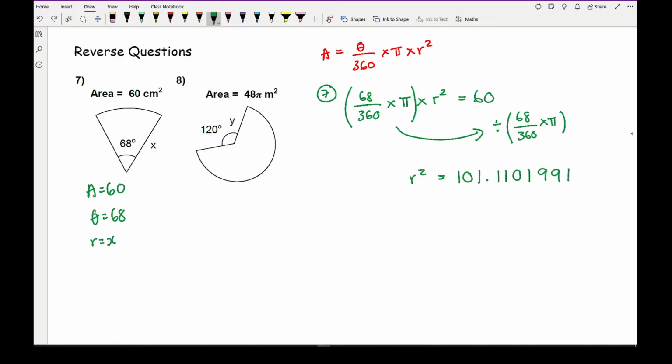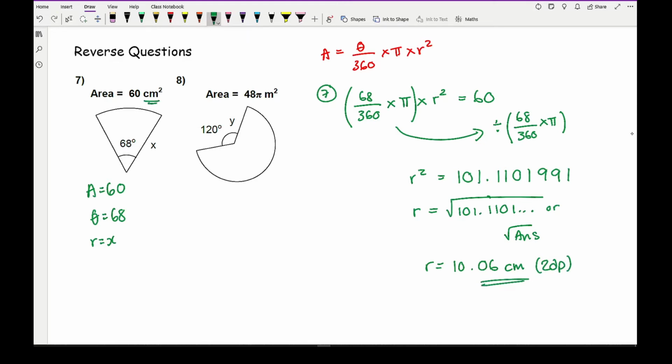101.110199. Now a common question is, should I write down all the digits on my calculator? Well, I would say yes. So r equals, and once you've got that, all I then need to do is square root. You can either write down the number, or you can square root and then press the answer function. If you do that correctly, you should have the correct answer of 10.06 centimeters to 2 decimal places. How do I know it's in centimeters? Because my area is in centimeters squared.